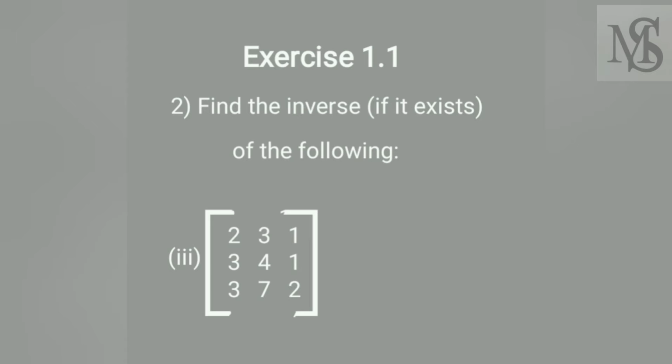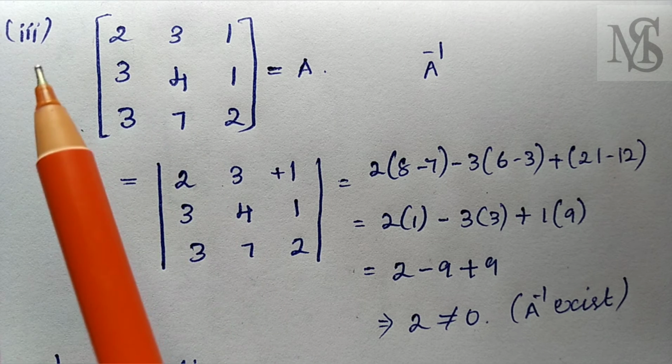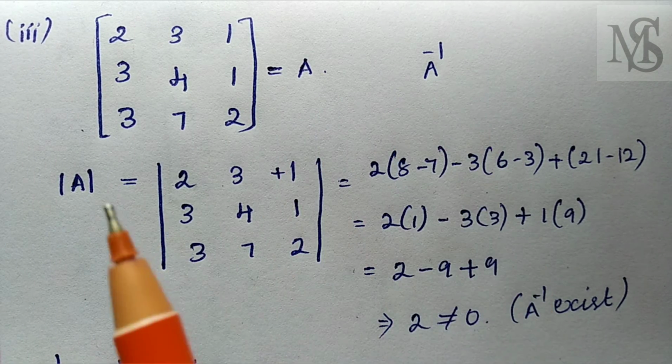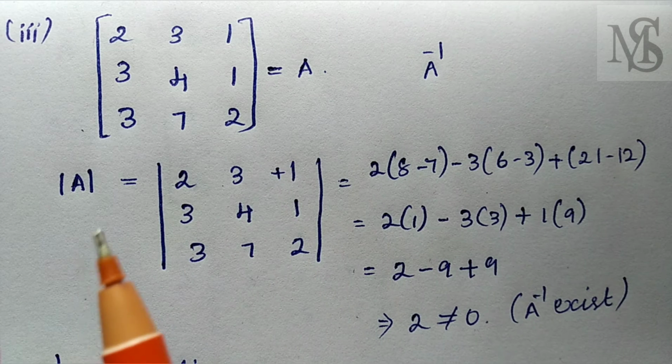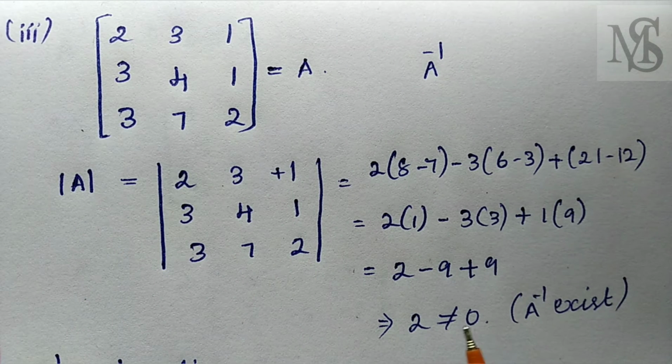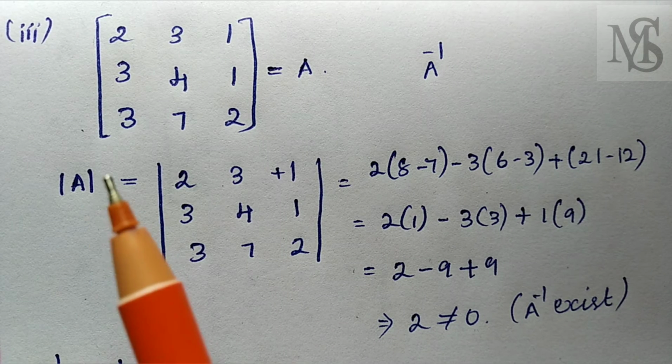Third subdivision: 2, 3, 1, 3, 4, 1, 3, 7 and 2. Solution. In the question they had given a matrix, we can take it as A. We have to find A inverse. To find A inverse, first we are finding modulus A. If modulus A is not equal to 0, A inverse exists. So we are finding first modulus A.